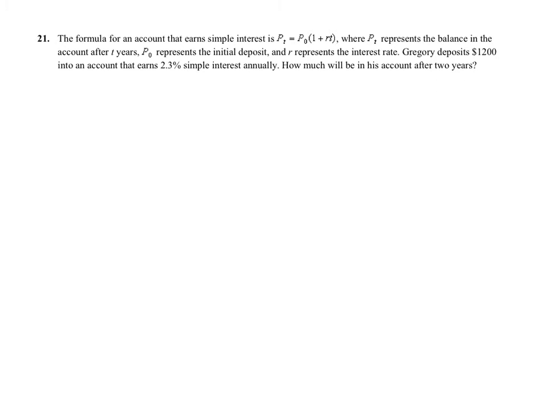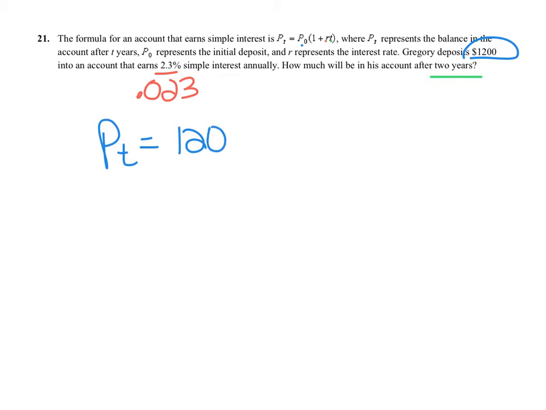So the 2 is going to go into the T spot. The 2.3%, which needs to change to 0.023, is going to go in the R spot. And our initial deposit of $1,200 is going to go into the P sub 0 spot. So let's go ahead and fill all that in. P sub T equals $1,200, parentheses 1 plus R, which is 0.023, times our T, which is 2, parentheses closed.